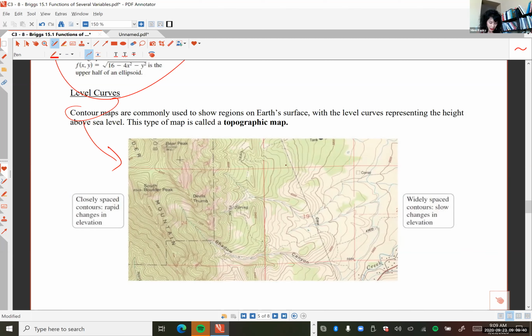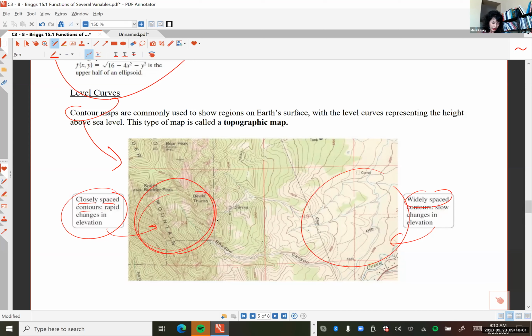Do you see all these weird squiggly lines all over the place? If the squiggly lines are super close to each other, like closely spaced contours, this area here looks like the squiggly lines are very close to each other, whereas over here they're widely spaced. They're not as close.